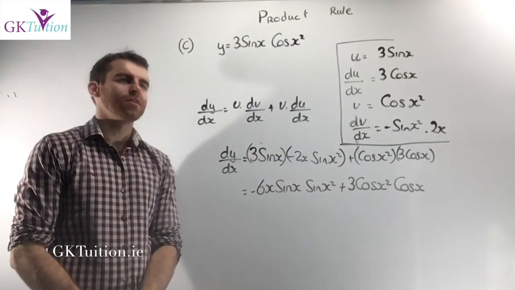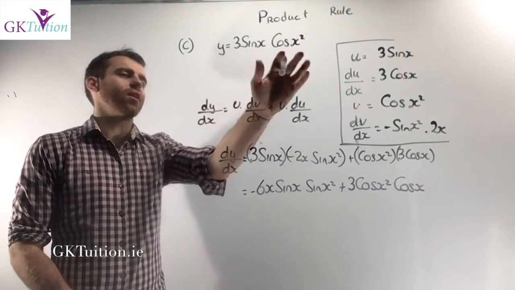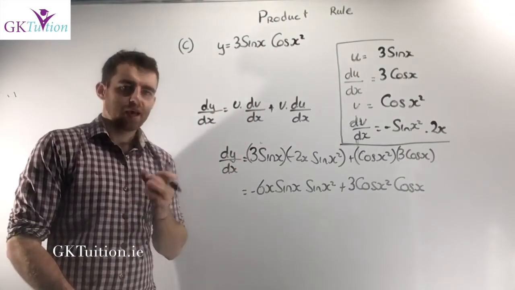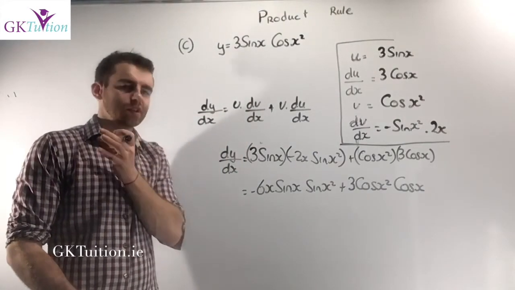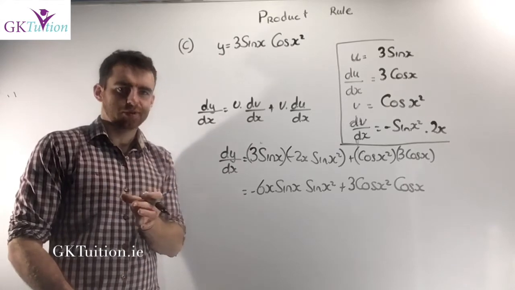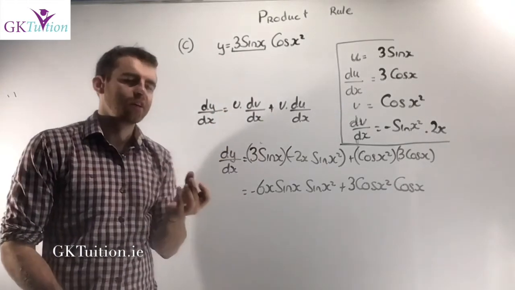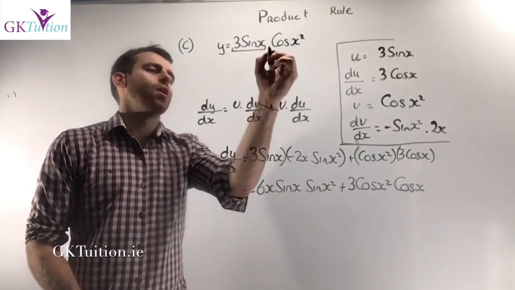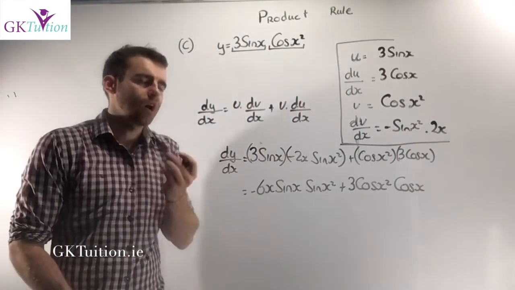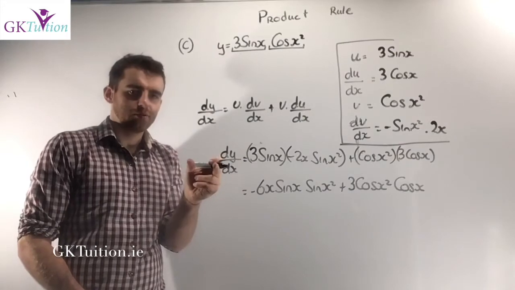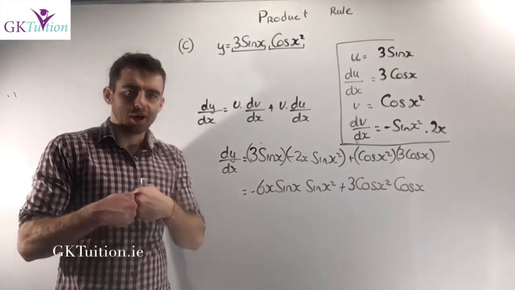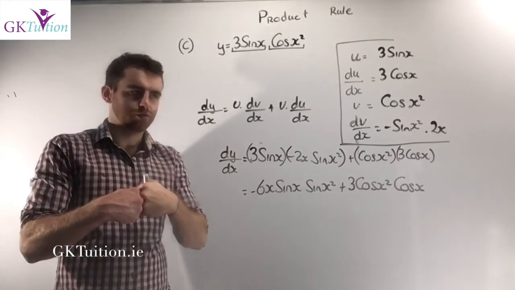Okay, the third one I asked you to do was y equals 3 sine x cos x squared. Again, this one is product rule because it's two separate rules. There's a rule in the log tables that allows me to get the derivative of sine of an angle. There's also a rule in the log tables that allows me to get the derivative of cos of an angle. They're two separate rules from the log tables, and I'm multiplying them by each other. That tells me it's product rule.